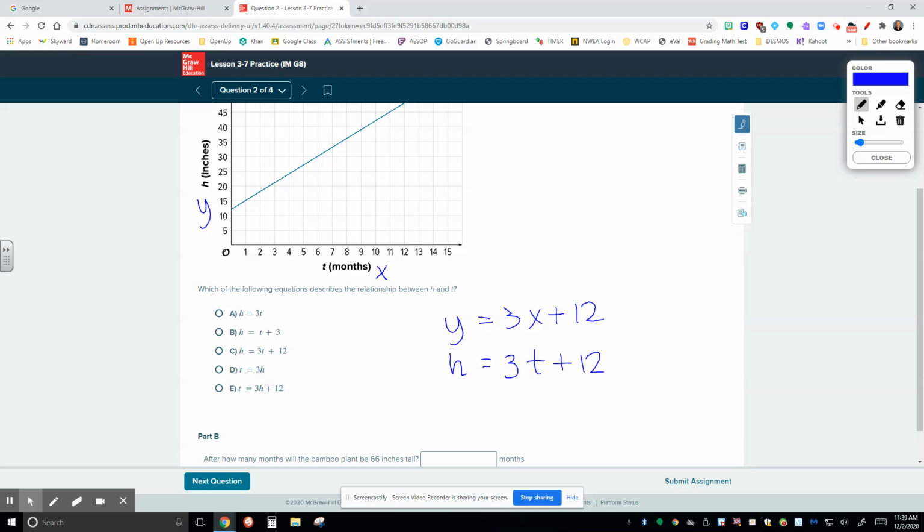The last part is asking how many months it will be until the bamboo plant is 66 inches tall. Well, if I know that the plant is 66 inches tall, that's the same thing as the h coordinate. 66, the height, is equal to 3 times the number of months plus 12. I need to be able to solve this equation, figure out what t is equal to, to figure out how many months.